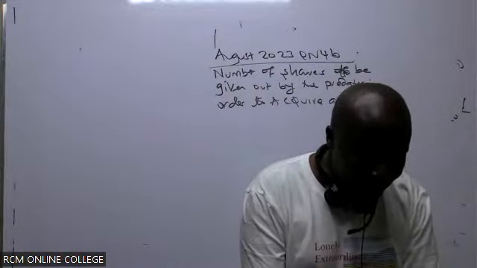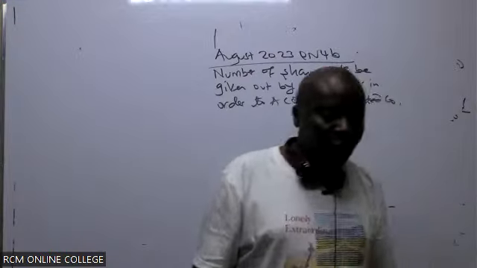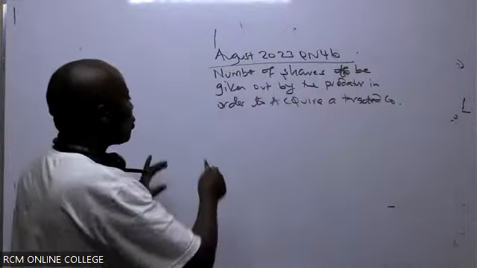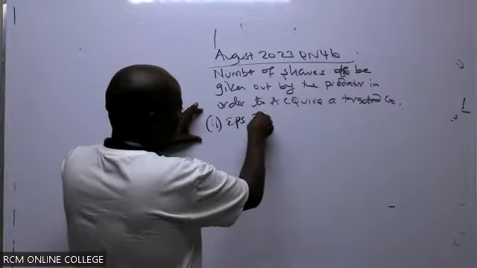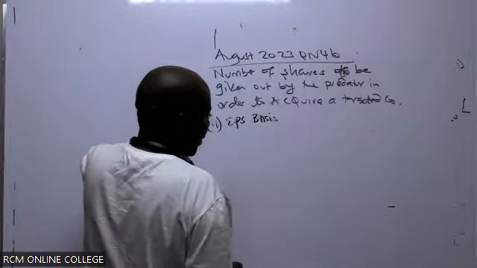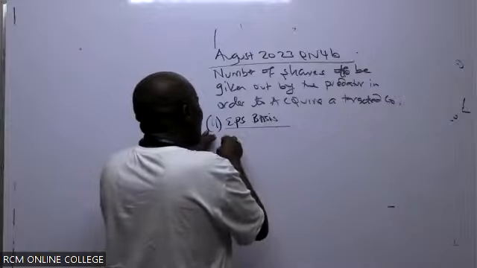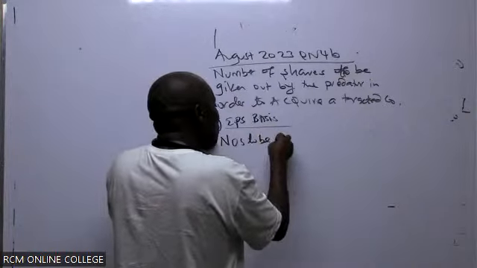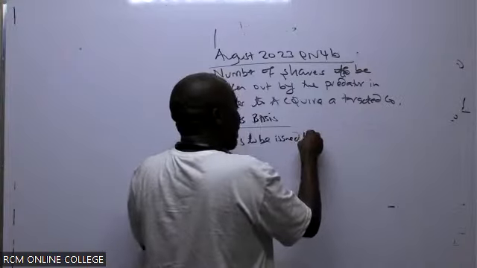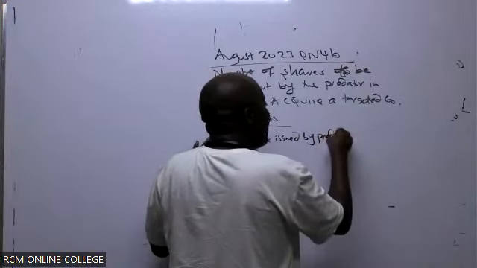The very first thing, ladies and gentlemen, that I will start with is to write down the formula. So I'm doing Roman 2. Roman 2 is on EPS basis. So now how do I get the number of shares to be issued by the predator? This is very easy.